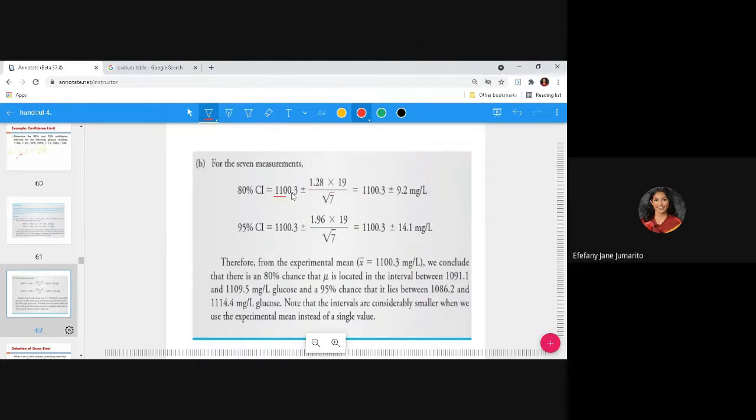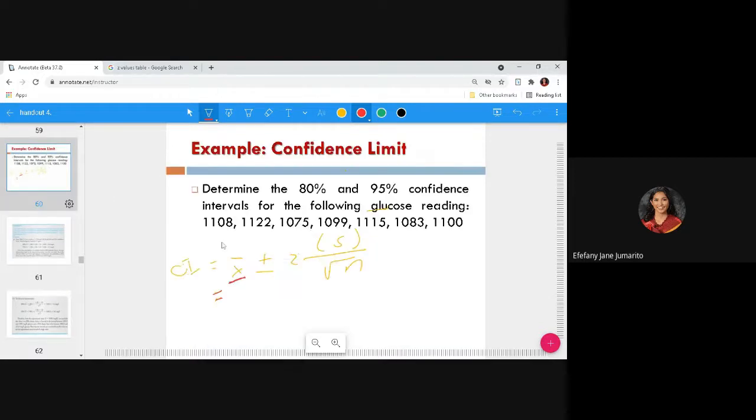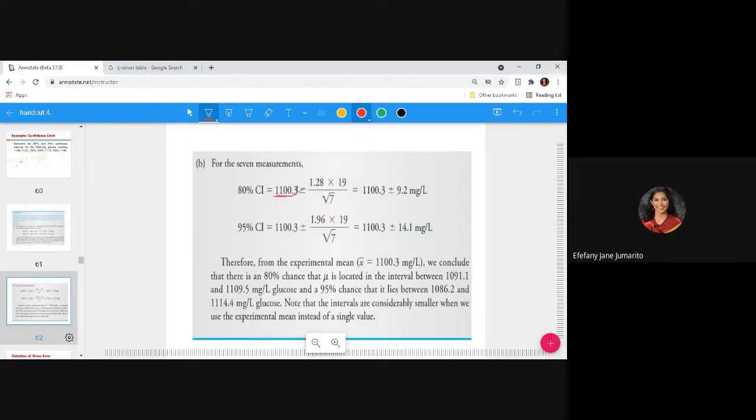It's 1,100.3. So okay, how you are going to get the mean is you just add all the samples and then divide by how many samples there are. Okay, so 1,108 plus that 1,122, then this one, and then you divide that one with how many samples. Okay, so that one, the answer there is 1,100.3. So that's plus and minus.